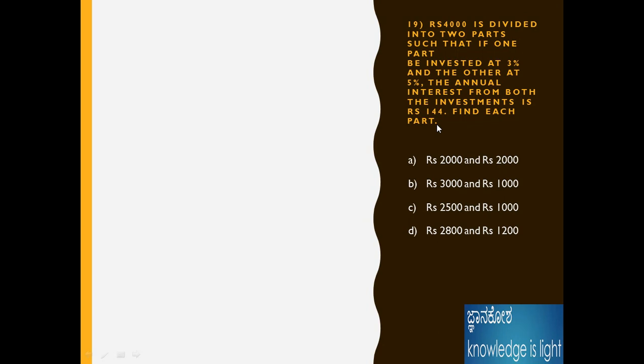Here, 4,000 is divided into 2 parts such that one part is invested at 3%. For the other one the rate of interest is different. If the rate of interest is different, we need to apply the logic T1R1 plus T2R2. If the rate of interest is the same, then we use 100 plus T1R over 100 plus T2R, like that to infinity.